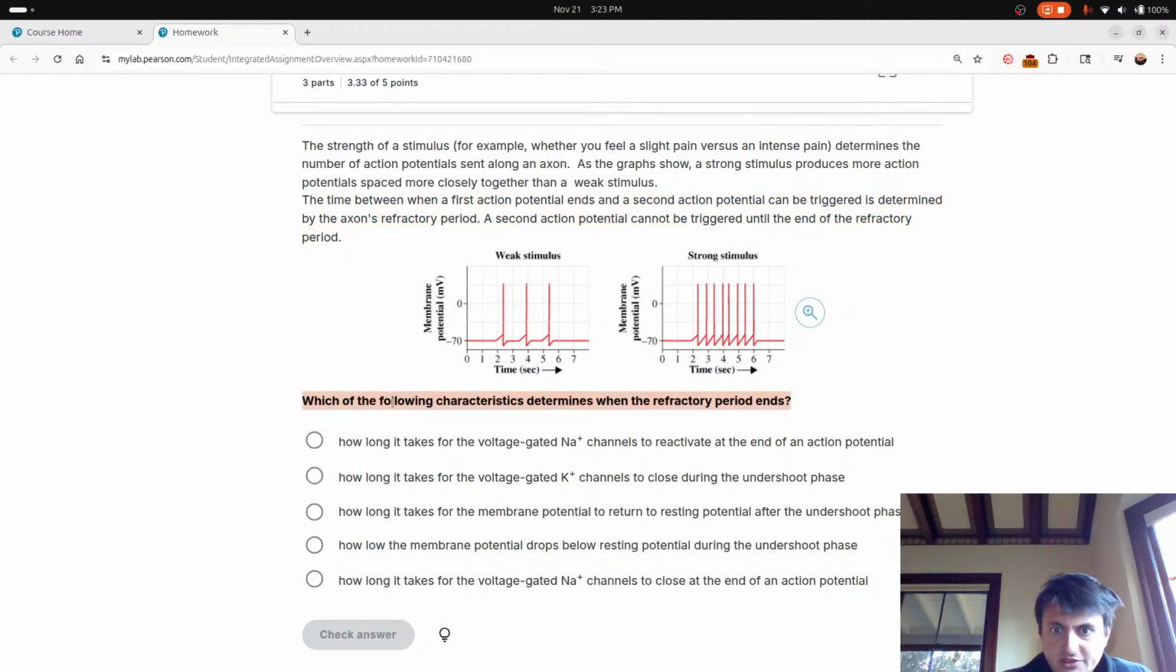Which of the following characteristics determines when the refractory? Yeah, it's the voltage-gated sodium.